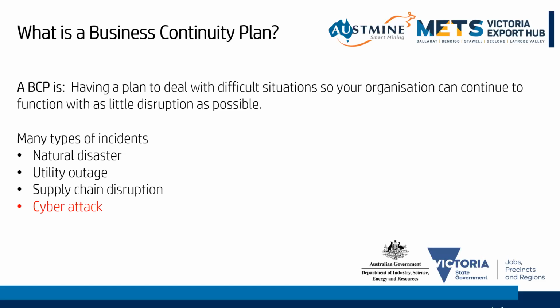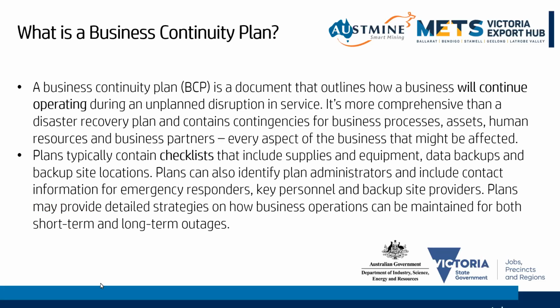Now, there are many types of incidents that would be covered by a BCP, including natural disasters like flood or fire, utility outage, and in recent times, of course, we've seen some rolling electricity outages in a number of Australian states. Also things like supply chain disruptions due to any number of factors, including things like COVID lockdowns. But what we're focusing on today is cyber attack, and having a plan that helps you deal with that without having too much disruption to your business.